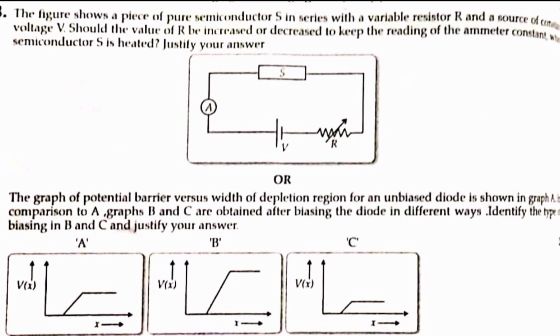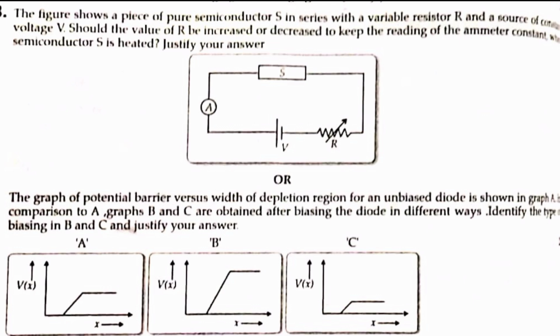And when we heat the semiconductor, what will happen to this voltage? Here we have to keep the constant voltage. For that, should we increase or decrease the value of R? Okay, so that is the question. So here, what will happen when the semiconductor is heated? So when it is heated, then also we have to get the same value of voltage. So for that, what we have to do? For this question, we have an option also.